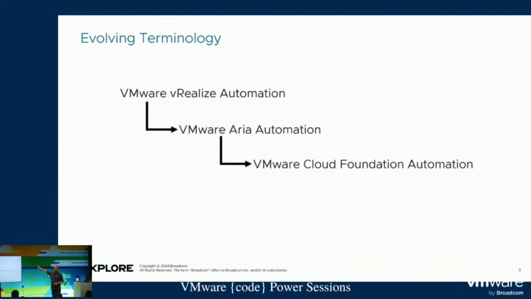Next slide. This is just the progression of product names. For our purposes here, even though that's 3 different names, these are all the same thing. So if you happen to see something like VRA in my slide or Aria Automation, we mean VCF Automation.